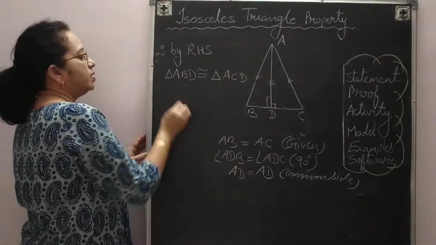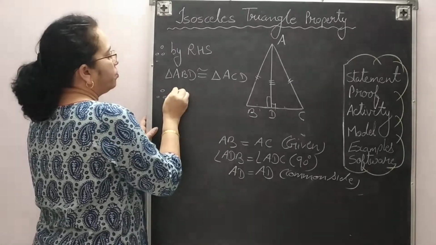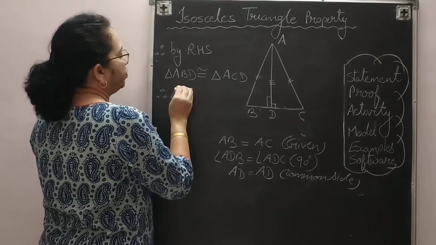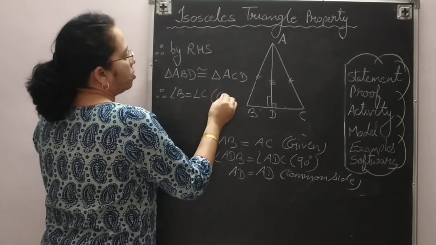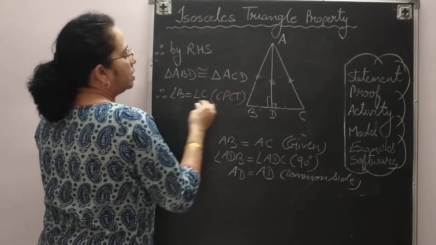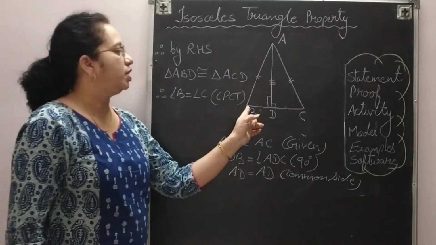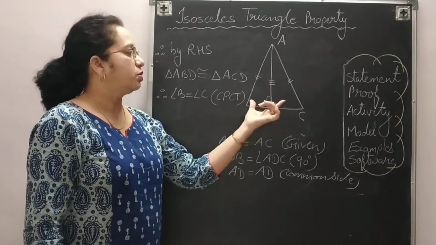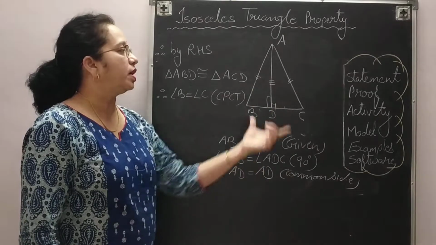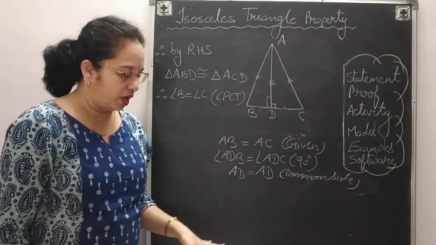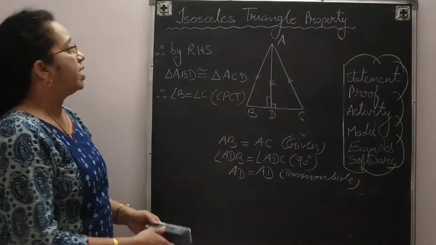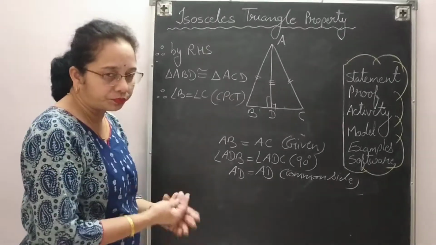So these two triangles are congruent and therefore angle B is equal to angle C. We call it CPCT. So these two triangles are congruent, these two angles are congruent. So this only we were supposed to show, that if two sides are equal, then their opposite angles are also equal. This is known as the isosceles triangle property.